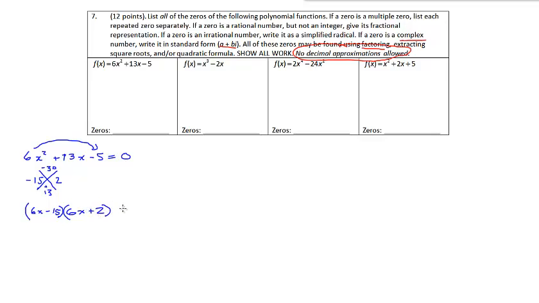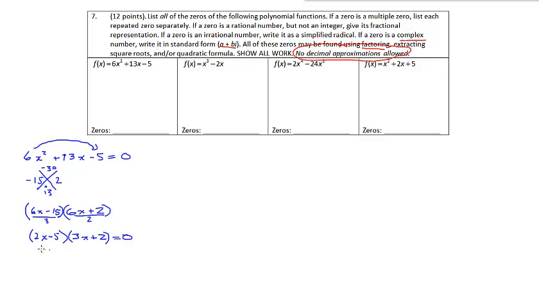Now this thing doesn't actually equal 0. It's just an intermediate step. We need to look for common factors to get to the final factorization. 3 divides evenly into 6 and 15. That's 2x minus 5. 2 divides evenly into 6 and 2, so we have 3x plus 2.